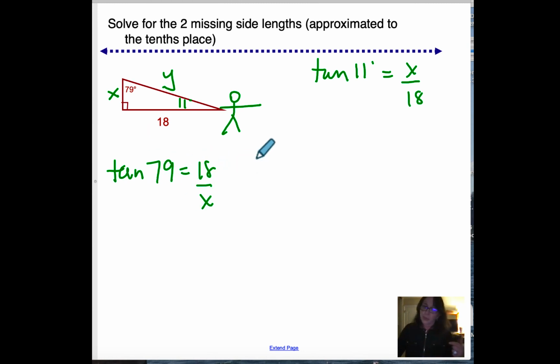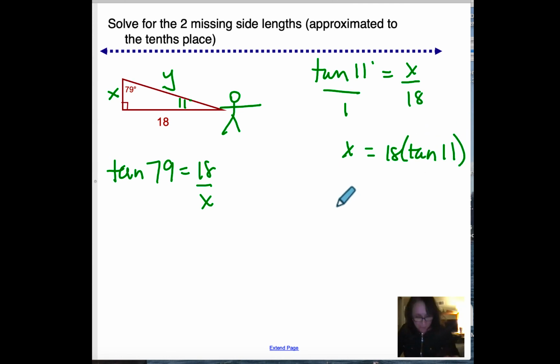If I was at this angle and I went tangent of 79 equals 18 over x, when I cross multiply, I have another step. I have to divide then. Whereas here, all I have to do is say x equals 18 times tangent of 11. Tangent of 11 is like 0.19, and multiplying that by 18, I get 3.49, so about 3.5. So x is about 3.5. So this is this value right here.